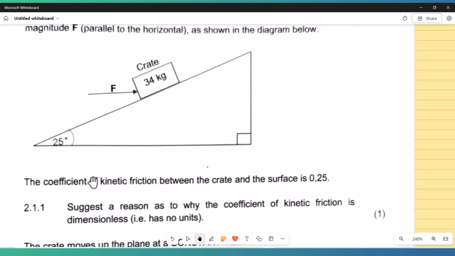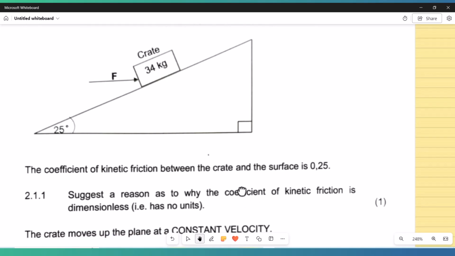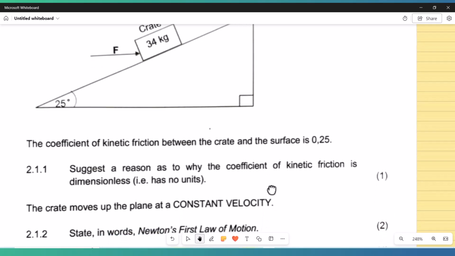They say the coefficient of kinetic friction between the crate and the surface is 0.25. Suggest a reason why the coefficient of kinetic friction is dimensionless. It's dimensionless because the coefficient is a ratio between two forces. I repeat, it has no units because it's a ratio between two forces, the frictional force and the normal force.